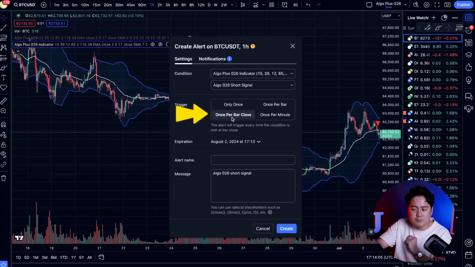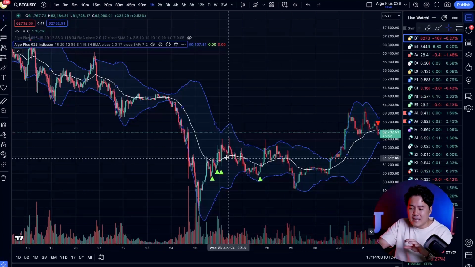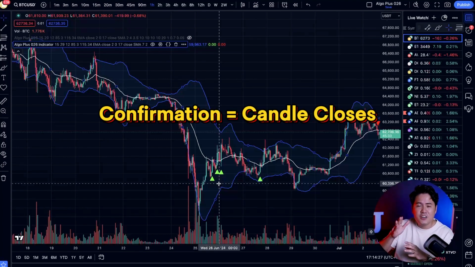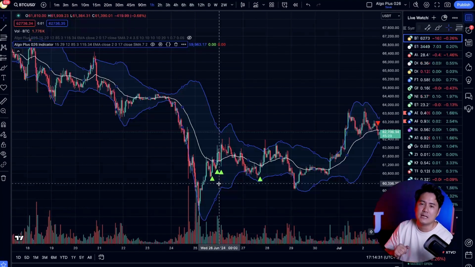Remember, you click this once per bar close, which means that when there's a green triangle that tells you to go for long, only when the bar closes does it tell you. Because sometimes the triangle signal will very frequently come out, but when the bar closes, it goes missing. Because we only do the confirmation when the triangle is finished in that candle. Only then do we start to make these trades.